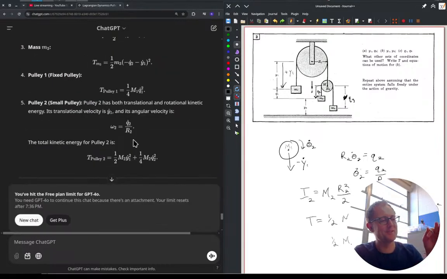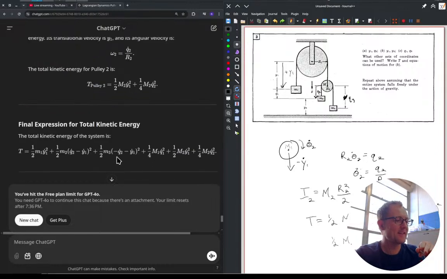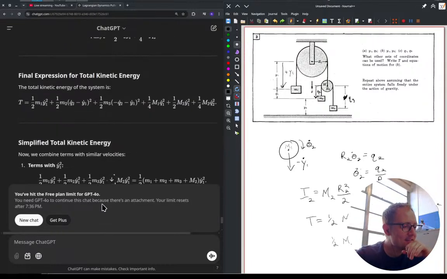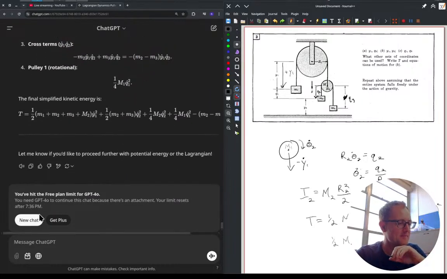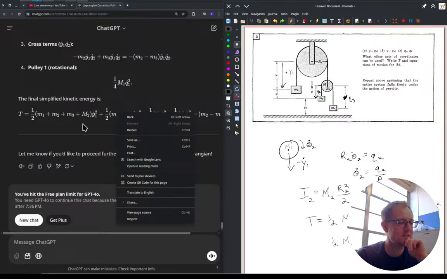So pulley 2 is moving and rotating, and now, oh, and I've hit the limit. Okay. And that's okay. So I've hit the limit for now. I'm not going to get the plus, but we made some progress, right? I do have the kinetic energies.